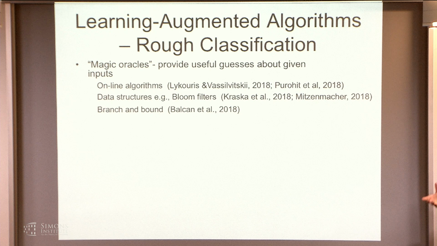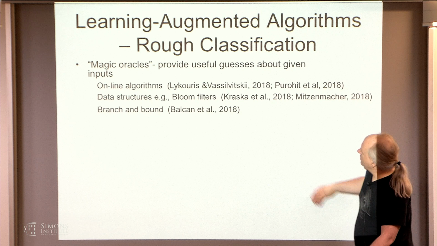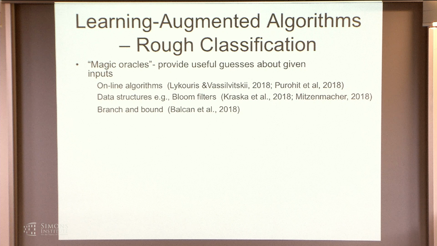And a similar approach has also been used in a recent paper by Tim Kraska et al., where they use machine learning to implement data structures, right? But then they fall back on standard data structures to fix the problem of false negatives, right? So this is one approach to use machine learning to improve classic algorithms.